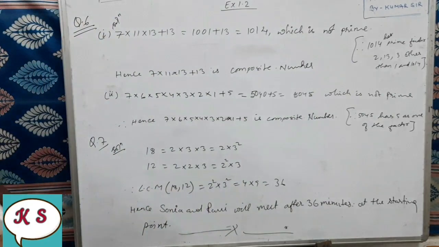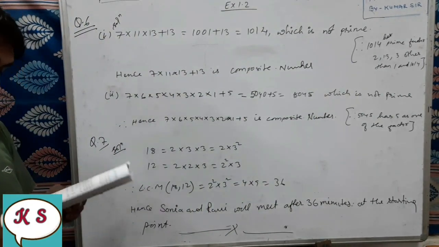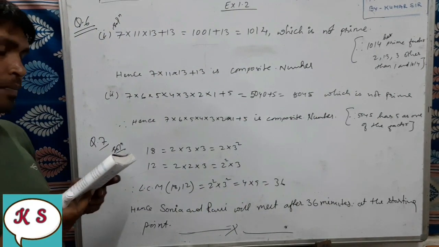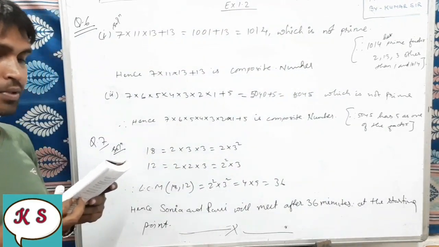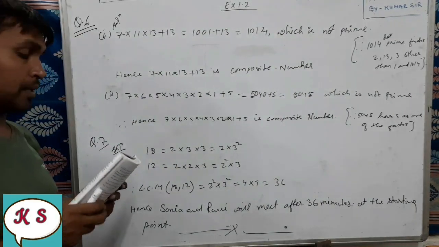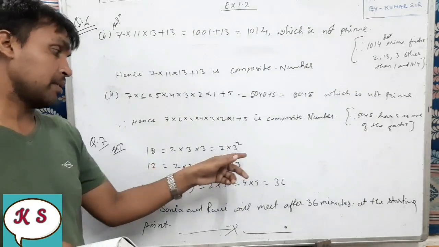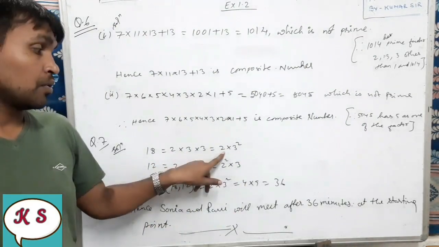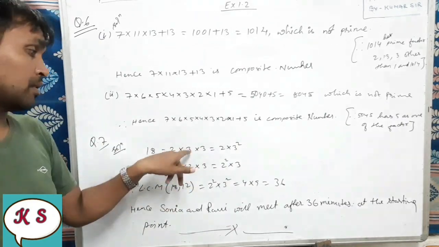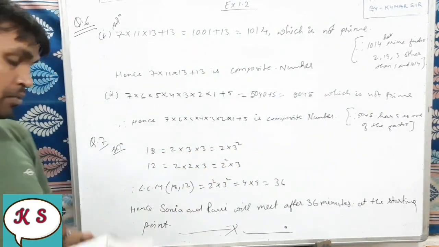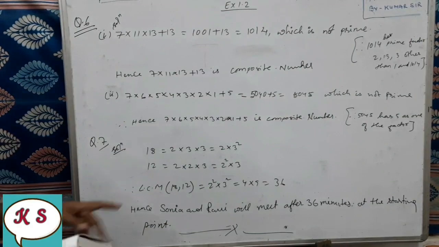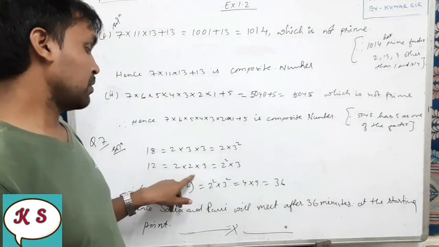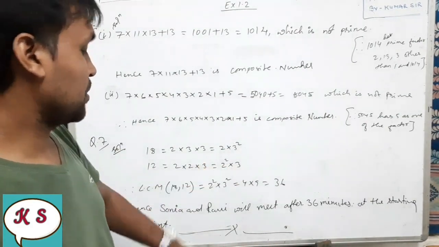Now the last question says there is a circular path around a sports field. Sonia takes 18 minutes to drive one round. So the prime factors of 18 we write as 2 into 3 into 3, that is 2 into 3 to the power 2. And Ravi takes 12 minutes. The prime factors of 12 are 2 into 2 into 3, so 2 to the power 2 into 3.